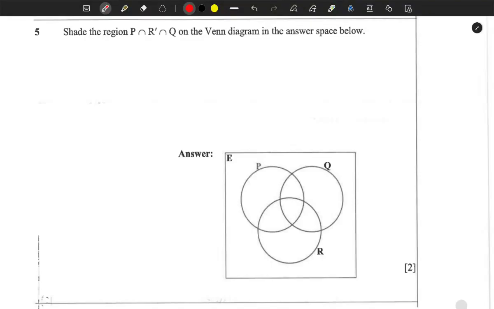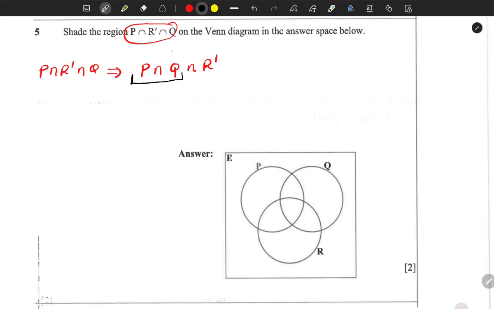5. Shade the region P intersect R complement intersect Q on the Venn diagram in the answer space below. So this is 2024 GCE paper 1 mathematics. How do we shade? Just because they have arranged them like this does not mean you can't tamper with them. So P intersect R complement intersect Q, we can just write this as P intersect Q intersect R complement. That's not a problem.